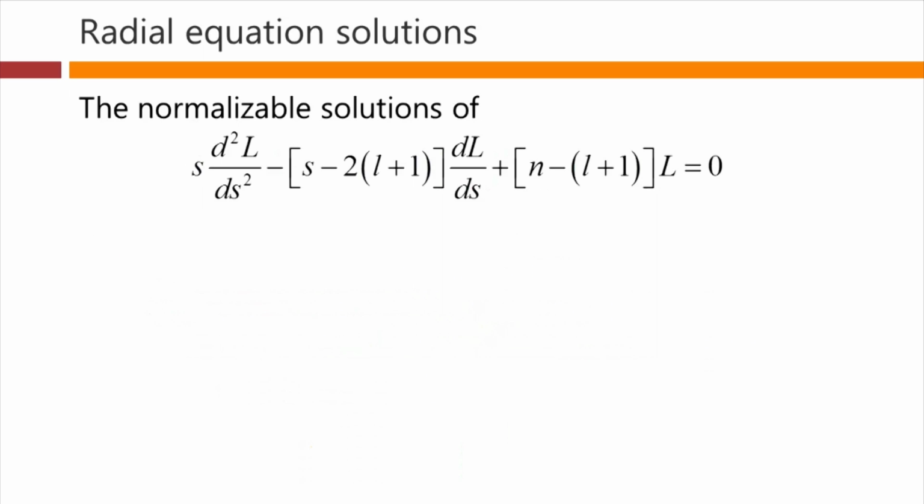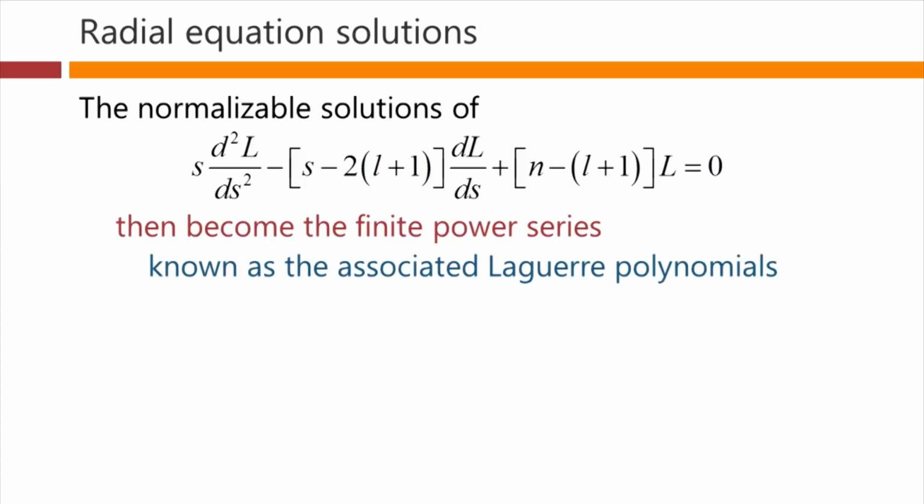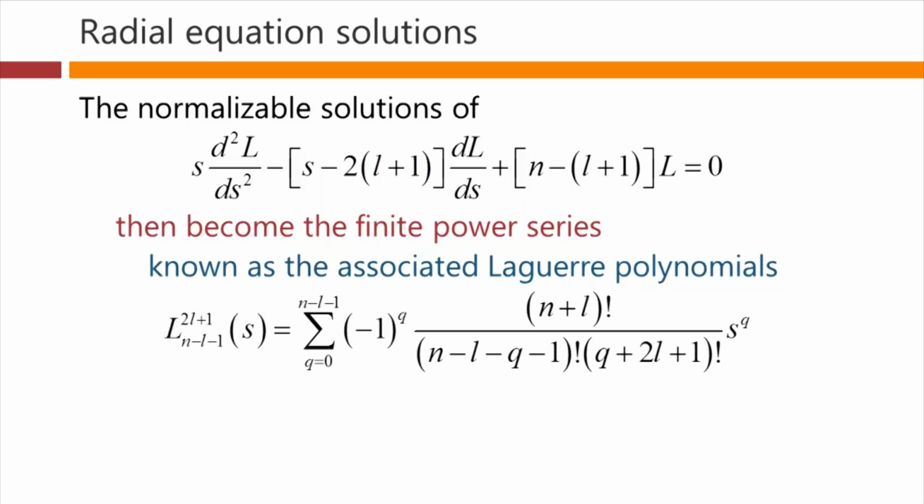So the normalizable solutions of this equation turn out to be these finite power series. They're known as associated Laguerre polynomials, and they have this form. On the face of it, this looks rather complicated, but realize what it is. It's a sum over a bunch of powers of s. We're going from s to the power 0, q equals 0, with some factor in front of it, all the way up to the term s to the power n minus L minus 1. So it's a polynomial of degree n minus L minus 1. And these are factors out front. They're straightforward to work out. We just evaluate these factorials.